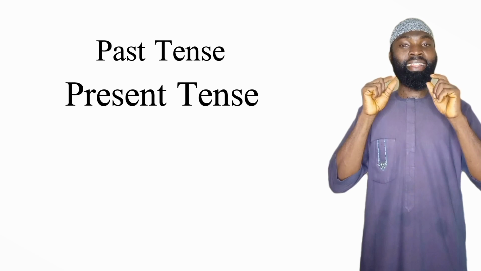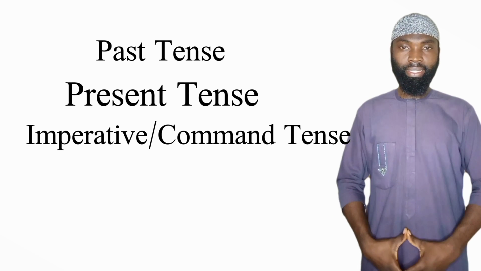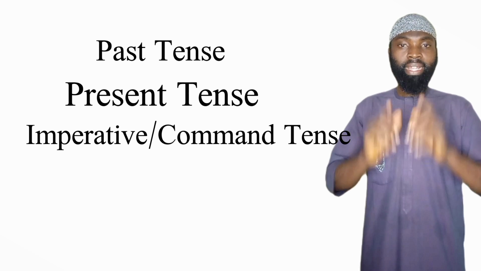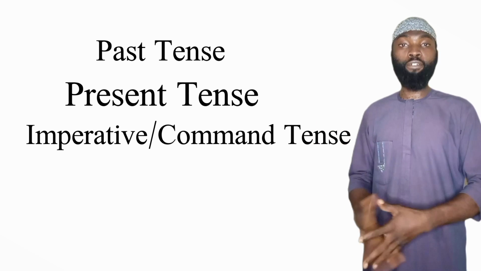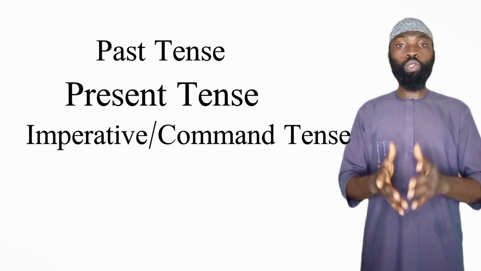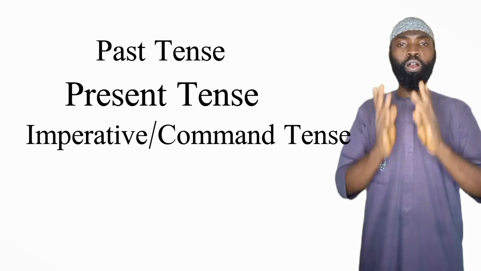So today we're going to make this discussion about the tenses. We have different forms of tenses, but today we're only going to look at the past tense, the present tense, and also the imperative tense, called the command tense. These tenses usually talk about the time an action is performed, either in the present or in the past, and also whether the word is used as a command. Are you commanding someone to do something or not?